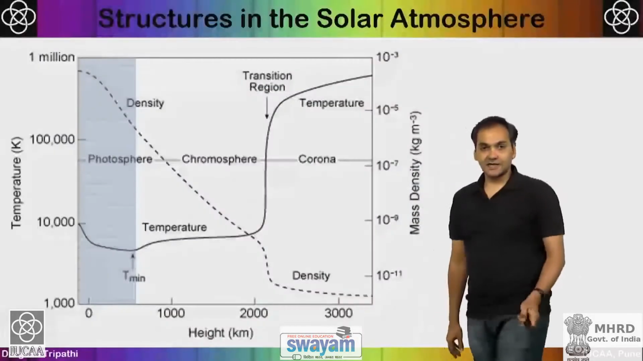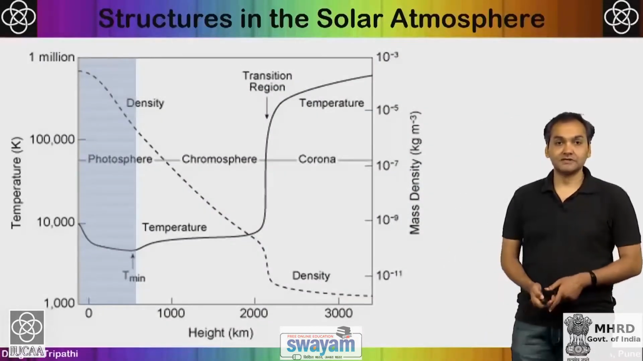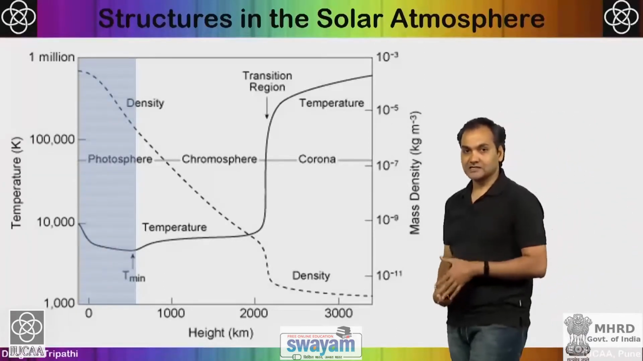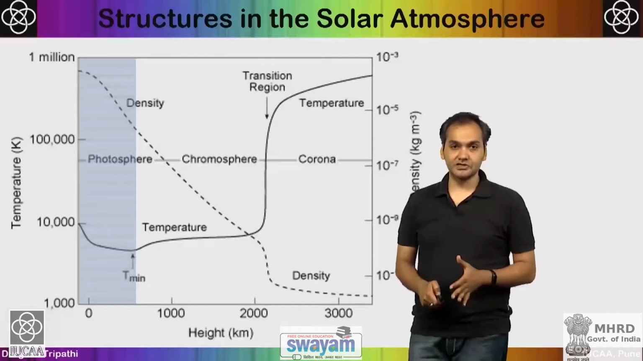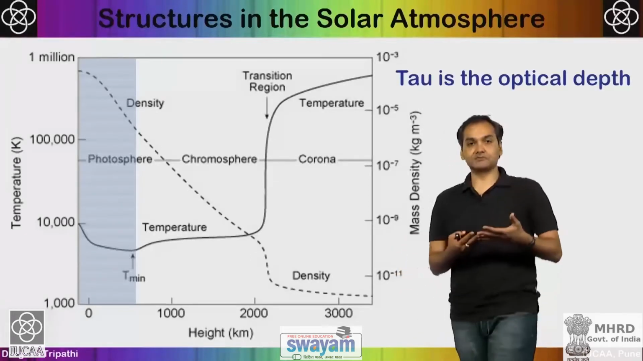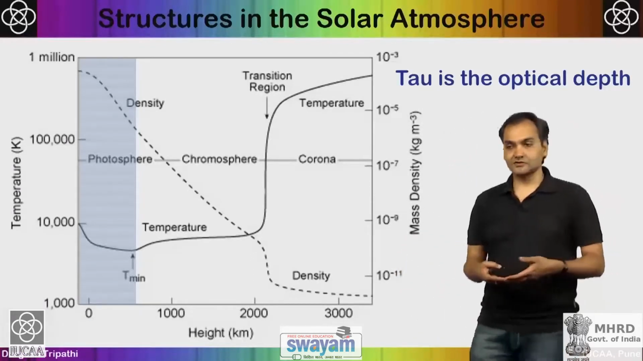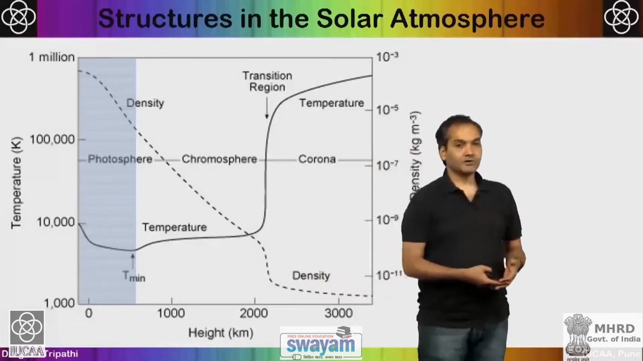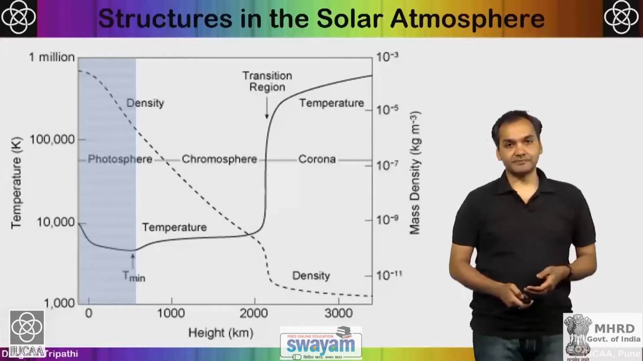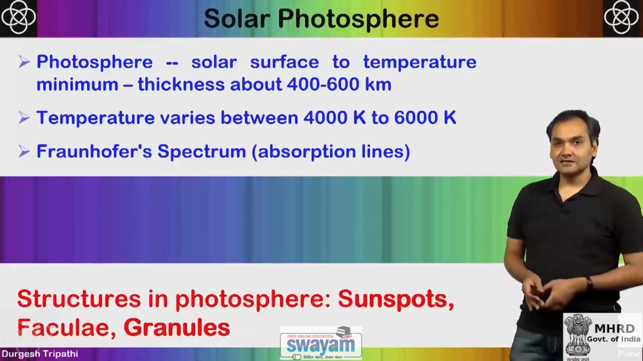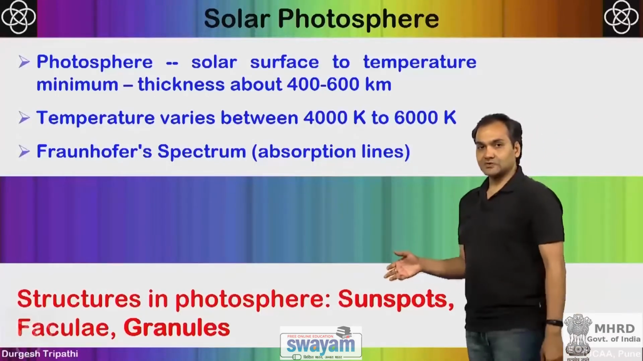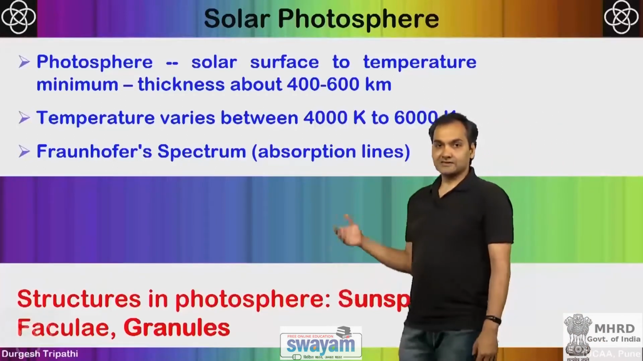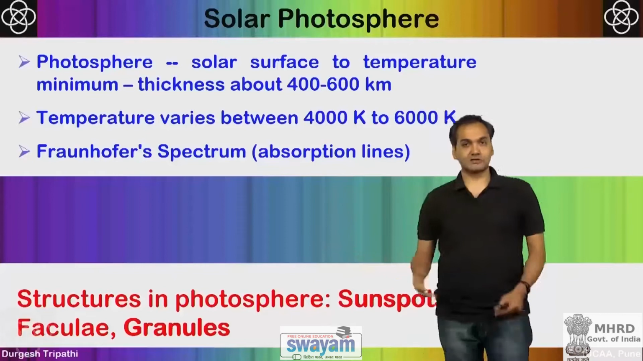Now, let us look at each of these atmospheres in a little more detail and see what structures do we see. So, let us take the photosphere, which is the lowest most, and it starts at the tau minimum. It starts at tau equals 1 at lambda equals 5,000 angstrom, goes till temperature minimum. What we see particularly is the sunspot, faculae and granules, and this layer also shows the absorption lines.